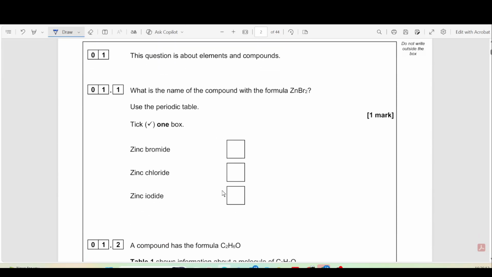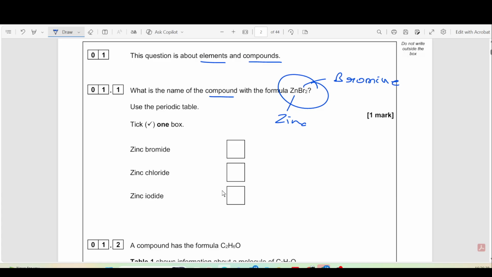Okay, let's start with the first question. This question is about elements and compounds. What is the name of the compound with formula ZnBr2? Use the periodic table. This consists of Zn, which is zinc, and Br2 is bromine. This Br is bromine if you check from the periodic table.